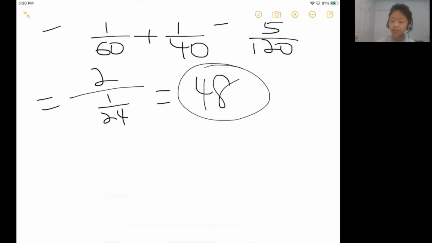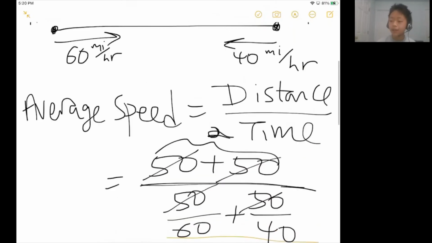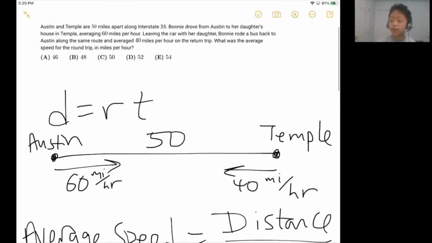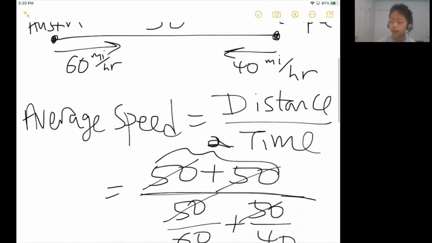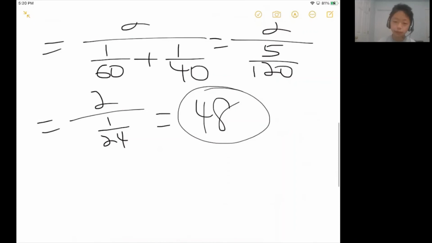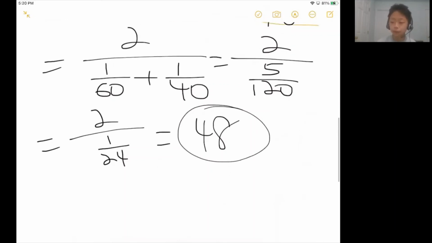And one interesting thing about the problem is that the average isn't just 50. You don't just do 60 plus 40, 100, divided by 2, 50. Yay, answer C. Clearly that's not the correct way to do it. The proper way to do it, if you actually do the math, tells you that it's actually 48. So this is a very tricky kind of question. If you've never seen it before, you might be tricked into just picking 50 because 50 is the average of 60 and 40. But if we actually do the math, we get 48 is the answer.